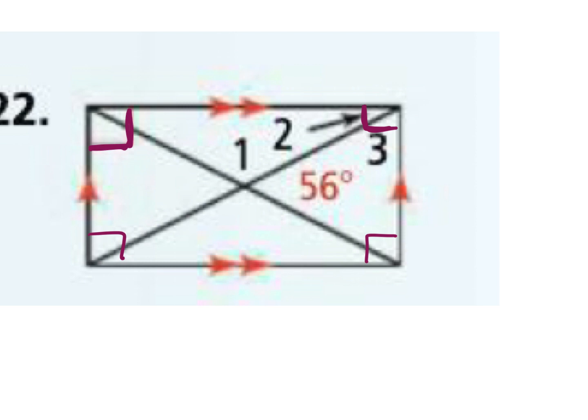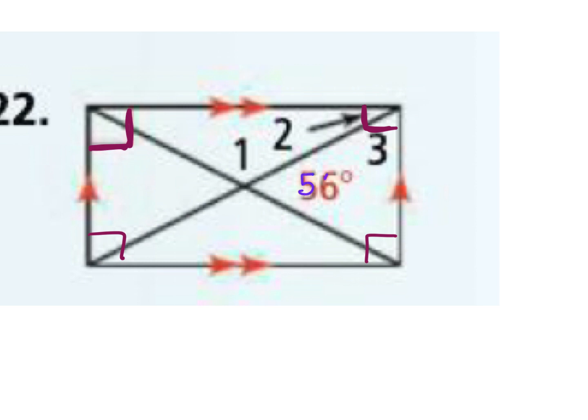Wait, so is 2 and 3 90? 2 and 3 added together are 90. So 2 and 3 are 45. Okay, but it's not bisecting the angle. If it's a square or a rhombus, it bisects the angle. Rectangles don't have to bisect the angle. You can find one right now.